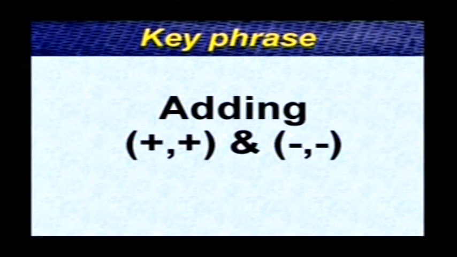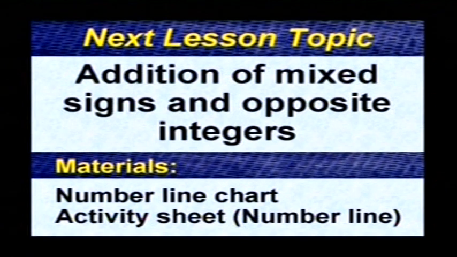With that, receiving students and 7s, our key phrase for today: adding positive and positive, and negative and negative. Our next lesson topic is addition of mixed signs and opposite integers. Adding a negative and a positive number, two opposite signs. Same number, but they will have different signs.